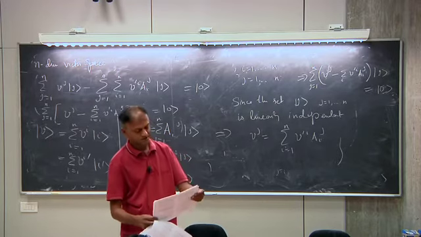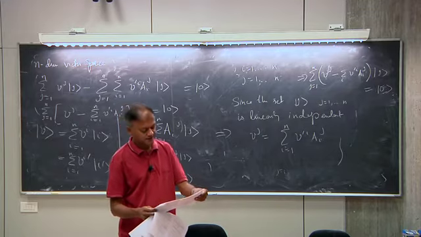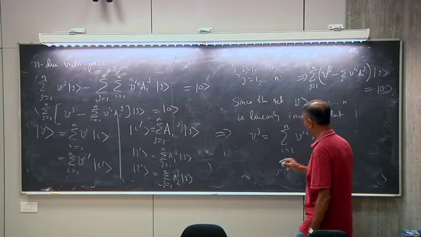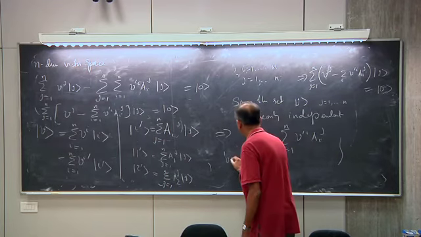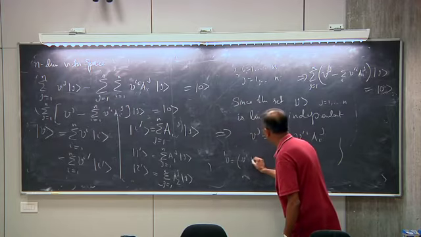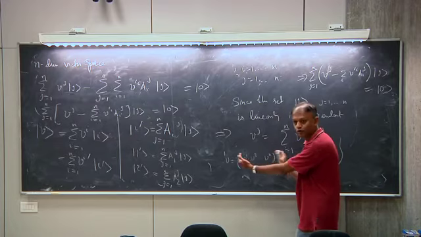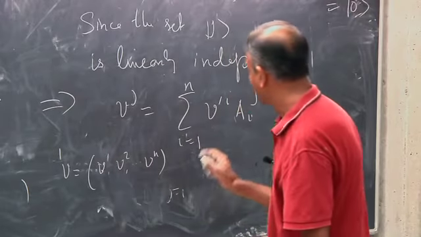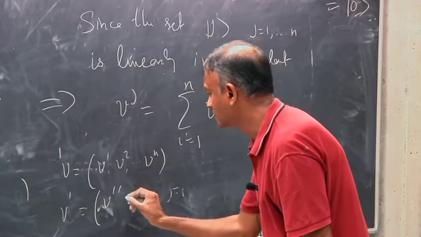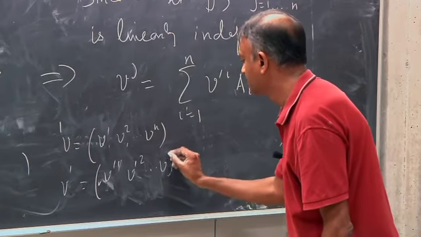I don't remember what they're using. I mean, anyway, at this stage it doesn't matter, whichever you call. If I call this a row and that a column, I can think of V as a row matrix: V1, V2, Vn. I put these n numbers in a row. Similarly, V prime, you put it in a row: V prime 1, V prime 2, V prime n.